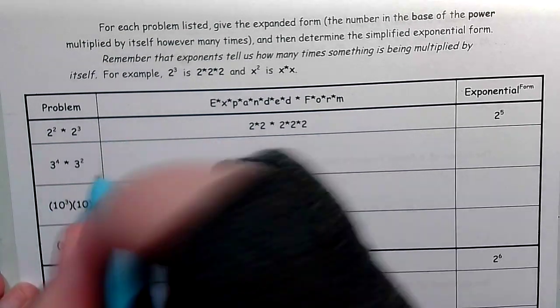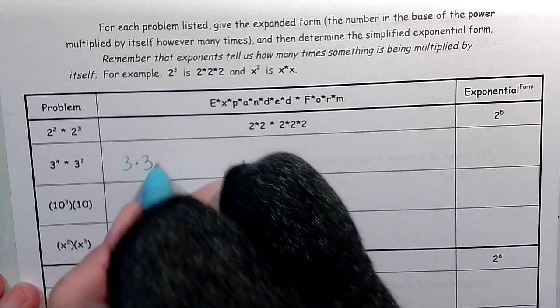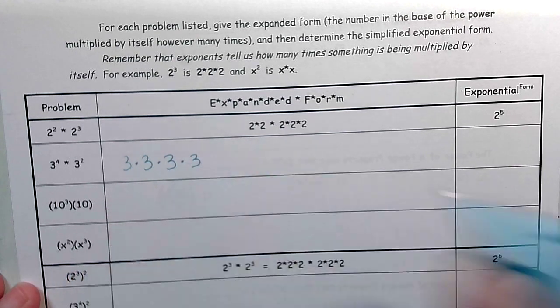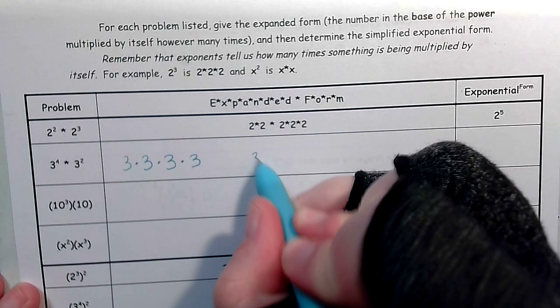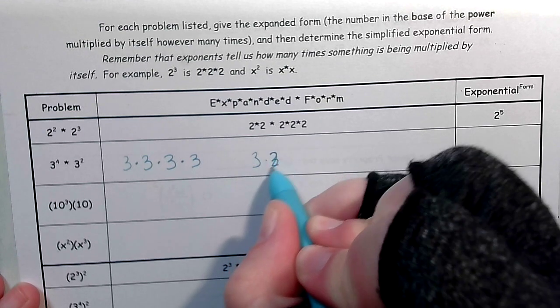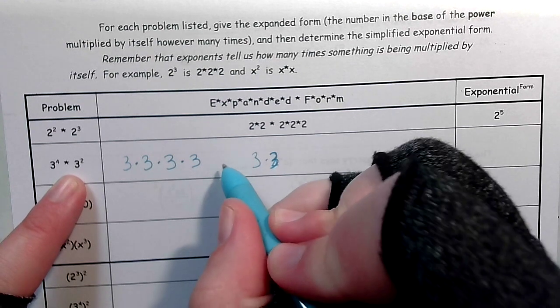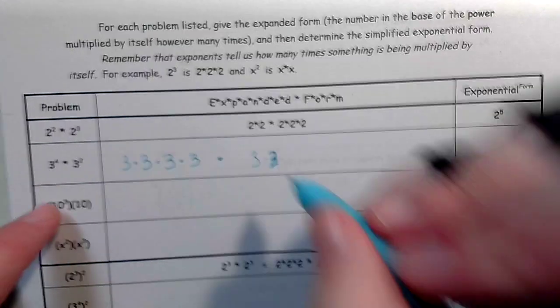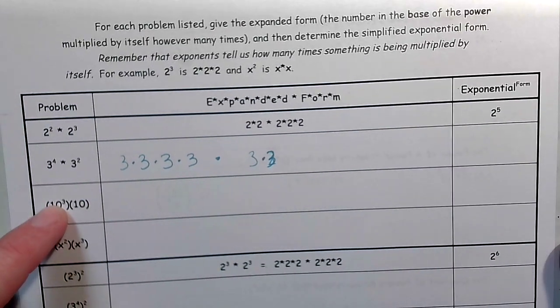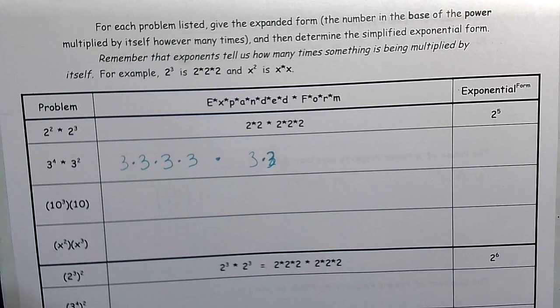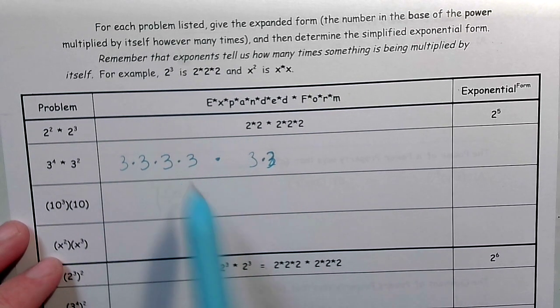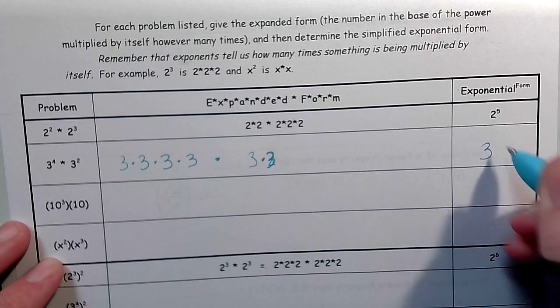So 3 to the fourth is going to be 3 times 3 times 3 times 3. 3 to the second, 3 times 3. And then those are also being multiplied together. So another multiplication sign there. And now we count up how many 3's we have. 1, 2, 3, 4, 5, 6.